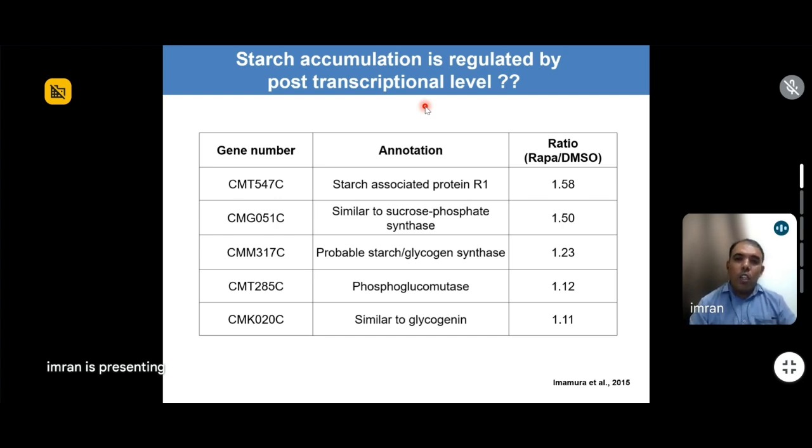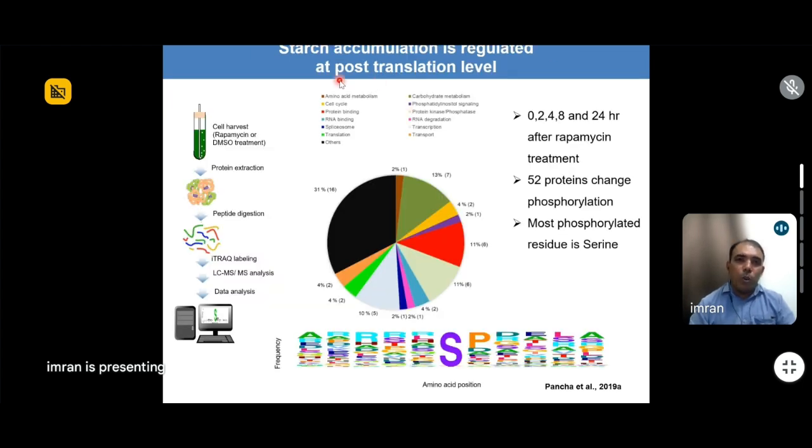So in order to uncover this post-translational regulation of the starch, we have collaborated with Tohoku University and performed the phosphoproteome under the rapamycin treatment. So these are the basic steps that they have performed in order to get the phosphoproteome. We have done the phosphoproteome at 4 different time points, that is the 2, 4, 8, and 24 hour of the rapamycin treatment. And we actually identified a total of 52 proteins which change their phosphorylation.